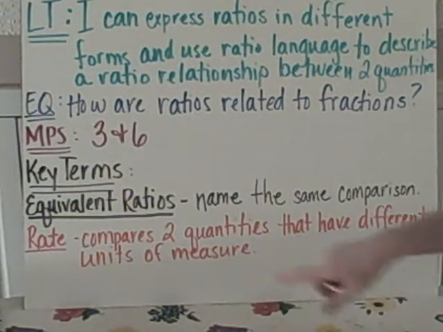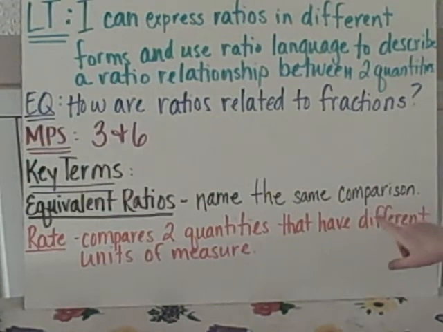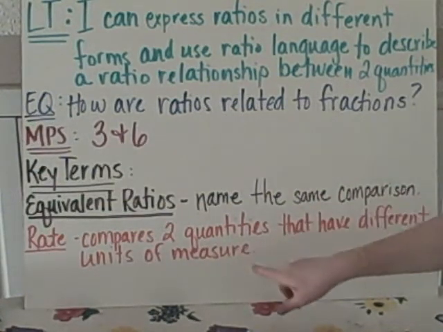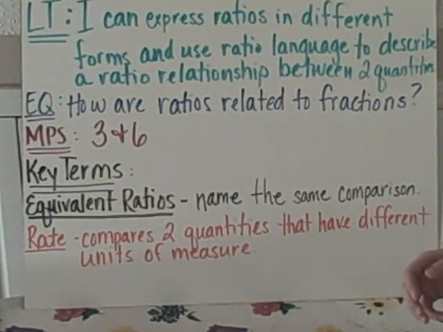Our first key term is equivalent ratios, and those name the same comparison, so you're comparing the same two things. A rate compares two quantities that have different units of measure. For instance, what is the price per ounce? Miles per gallon, those types of things.